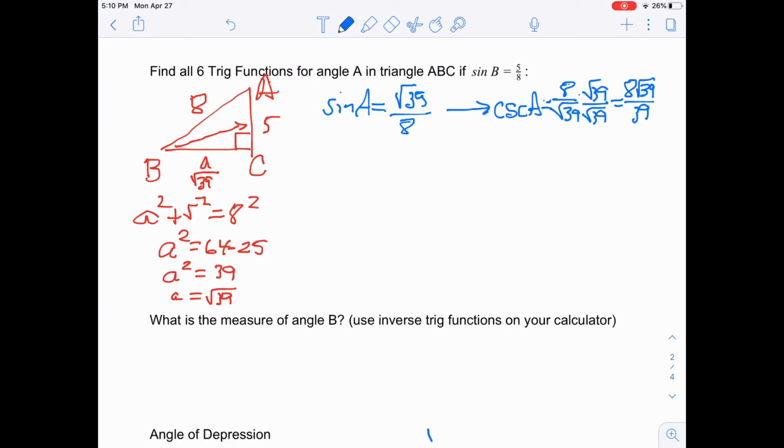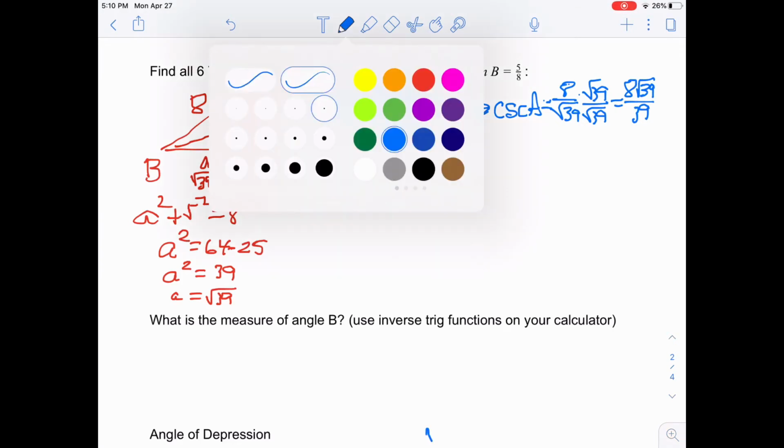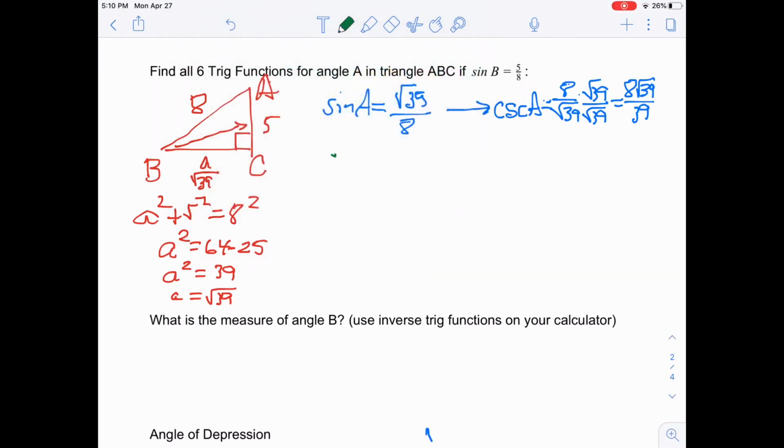Let's do cosine. So cosine of A is going to be the side adjacent to angle A, which is a 5, over the hypotenuse, which is 8. So then, to find the secant, I do the reciprocal. You just take that 5/8 and do its reciprocal, and you get 8/5.